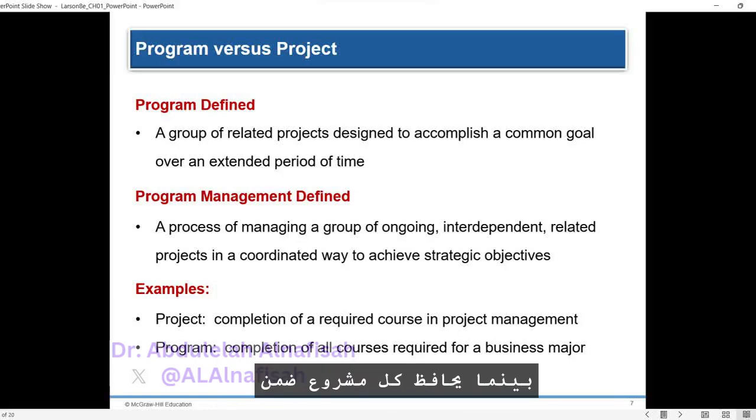While each project within the program maintains its own goals and scope, the project manager and team are also motivated by the overarching program goal. Program goals align closely with the broader strategic goals of the organization.